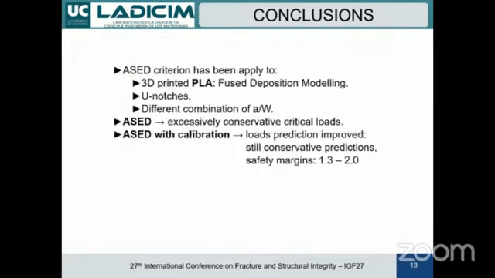And now to conclude, we have used the ASED criterion on 3D printed PLA with U-notches and different combinations of notch length and width. Using the ASED criterion directly, we found excessively conservative critical loads, but applying this calibration, we improved the load prediction. Although they are still conservative, we are now in a reasonable safety margin that is between 1.3 and 2.